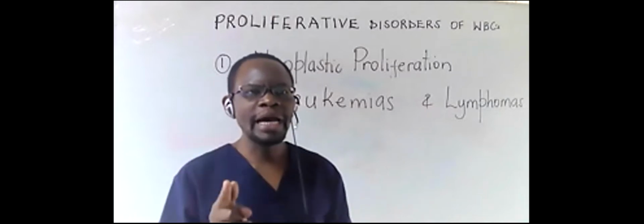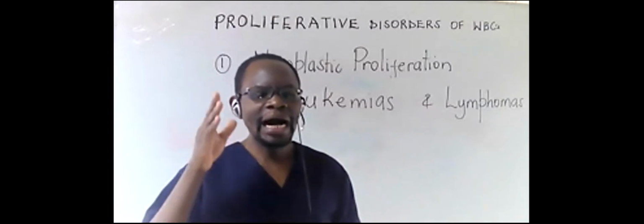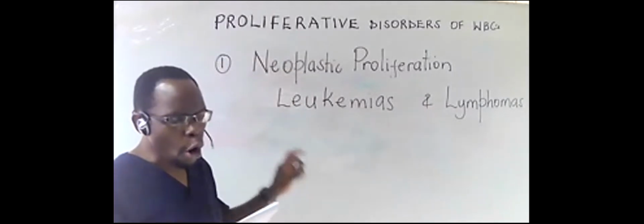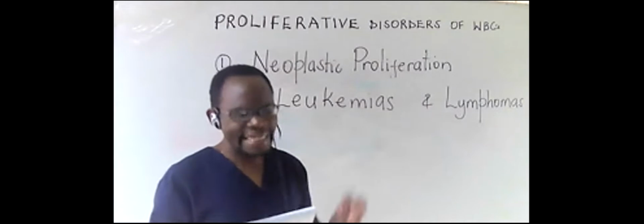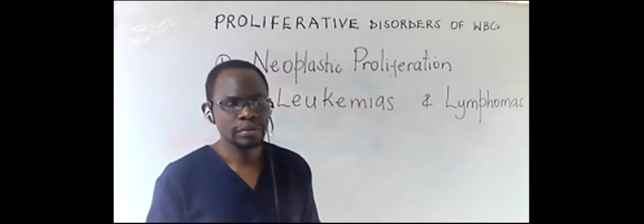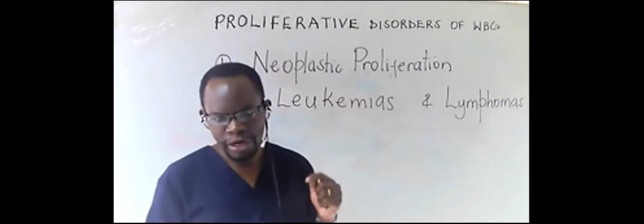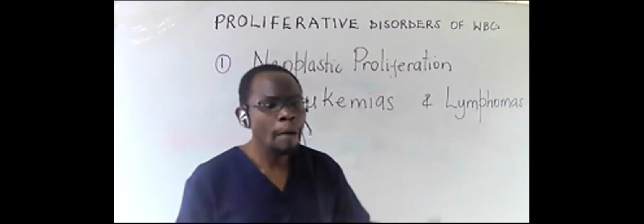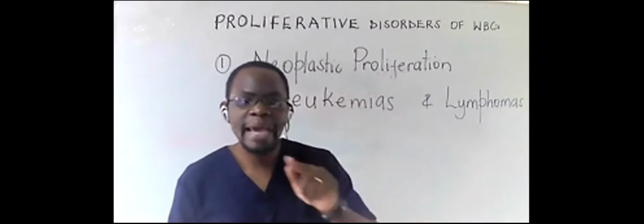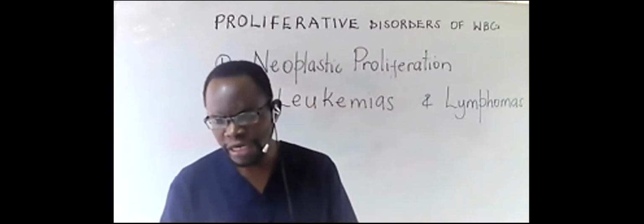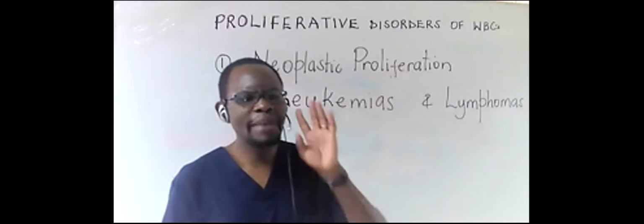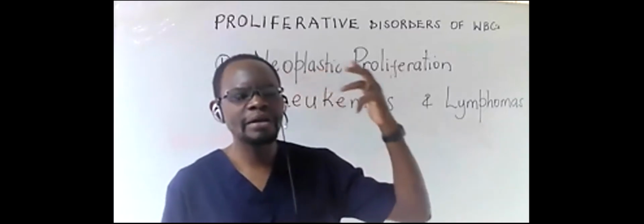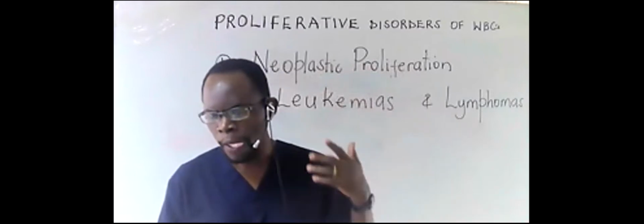A leukemia is basically a neoplastic proliferation of hemopoietic precursor cells. So this may be lymphoid or myeloid in nature. It doesn't really matter. They can be either lymphoid or myeloid.